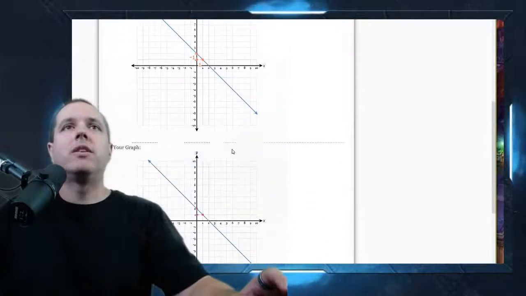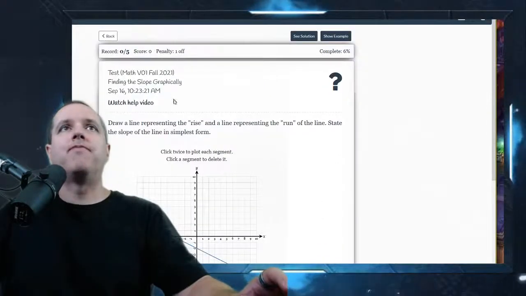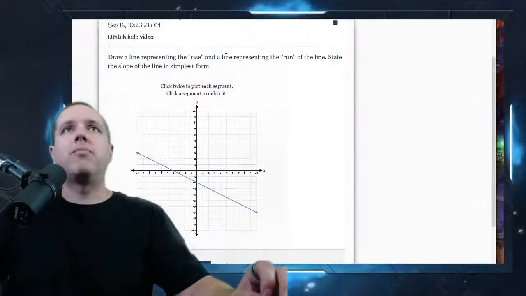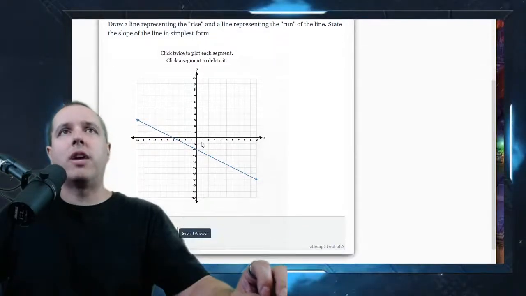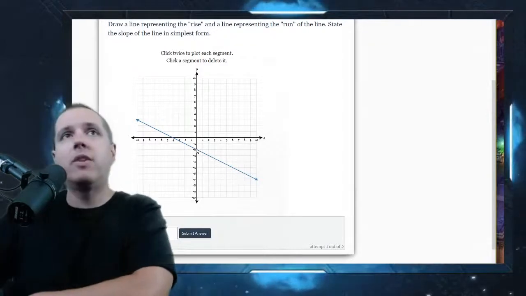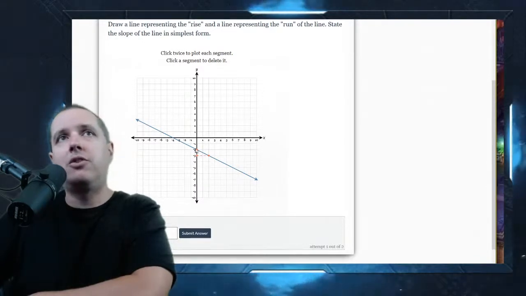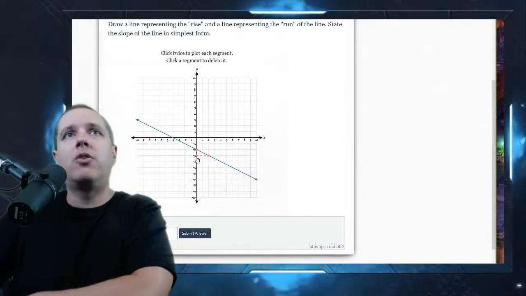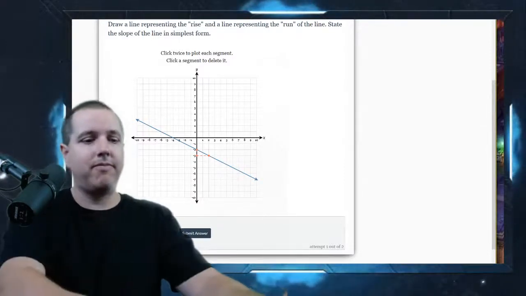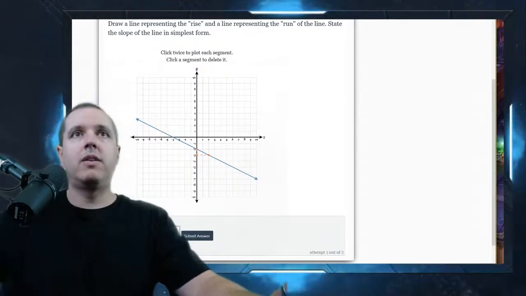I'm trying to read what they're doing here. Let's do one more. Draw a line that represents the rise and the run of the line. State the slope of the line. Okay, so you start at a point on the line, and I would go down 1, and then I would go over 2. See, that puts me on the line. So you're just drawing the lines that get you back on the point. But if I go down 1 and over 2, that's -1/2.